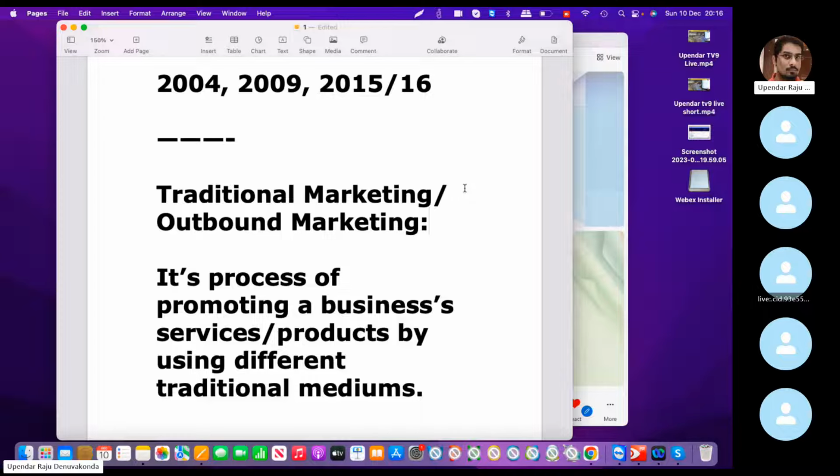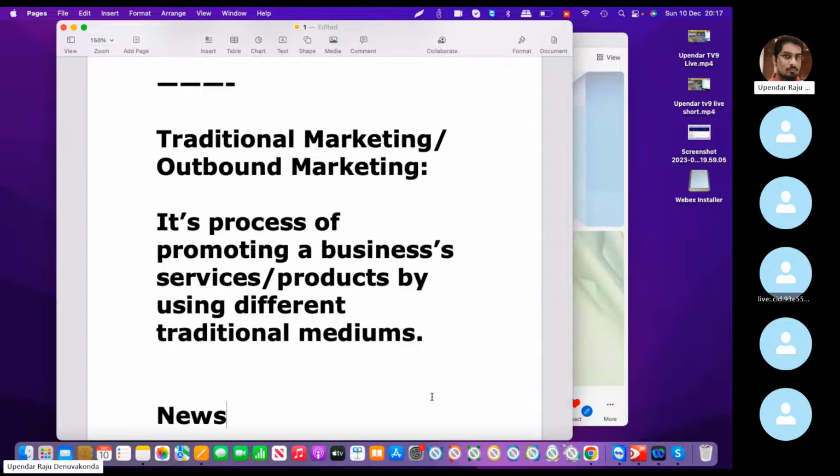So the businesses did not have any choice except going for traditional mediums to promote their business, or to market their business services, or to market their business products, to get more reach for their business so that they can get more customers. And why do they need more customers? To get more revenue and to get more profit. And what were the different traditional mediums they were using?